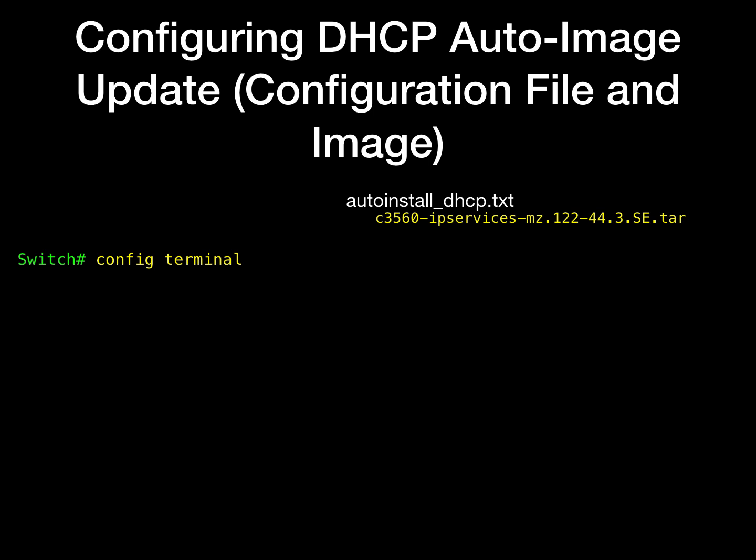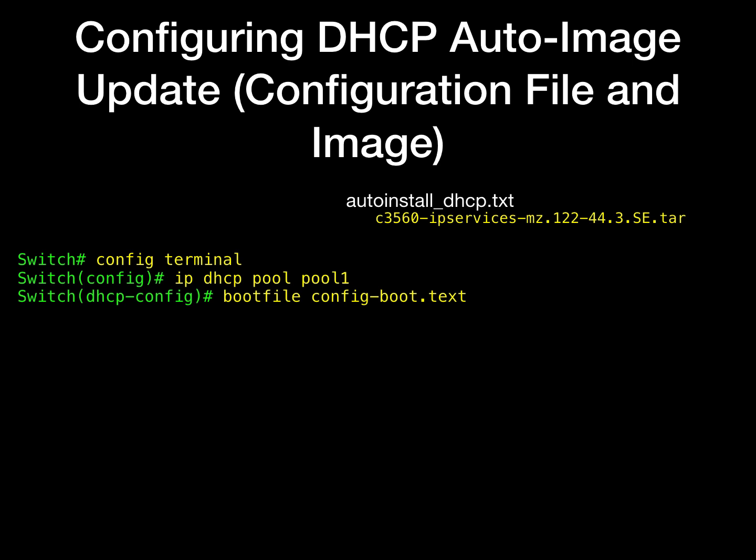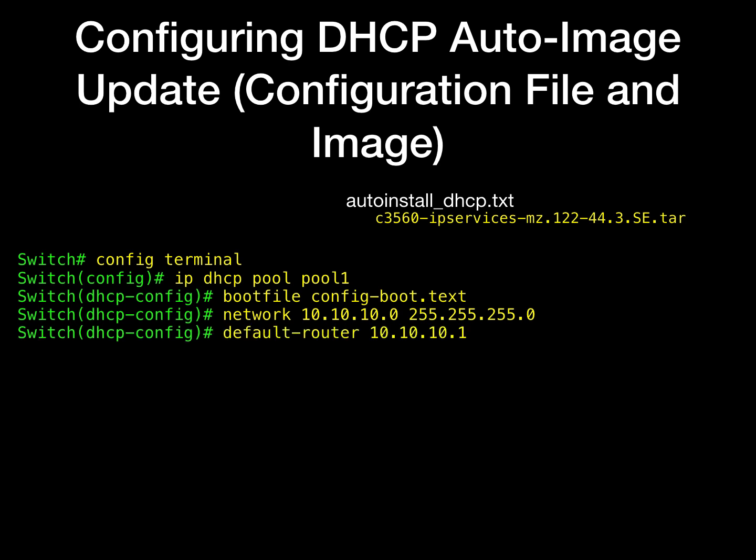Enter global configuration mode. Create a name for the DHCP server address pool and enter DHCP pool configuration mode. Specify the name of the file that is used as a boot image. Specify the subnet network number and mask of the DHCP address pool. Note: the prefix length specifies the number of bits that comprise the address prefix. The prefix length must be preceded by a /. Specify the IP address of the default router for a DHCP client. Specify the IP address of the TFTP server.